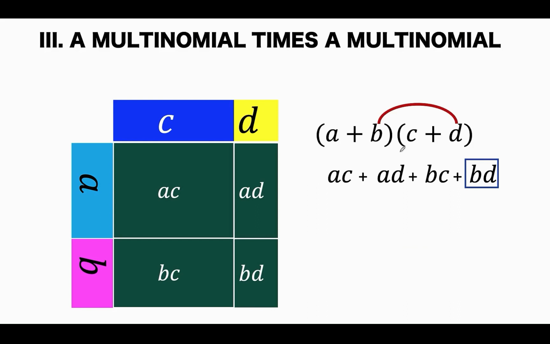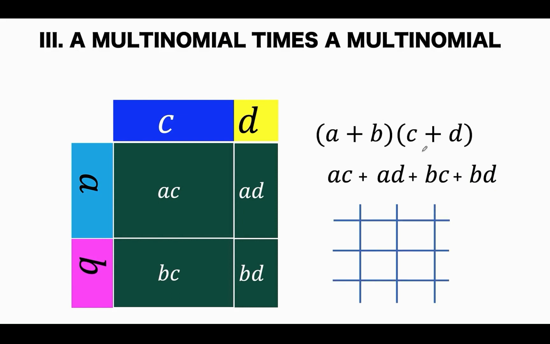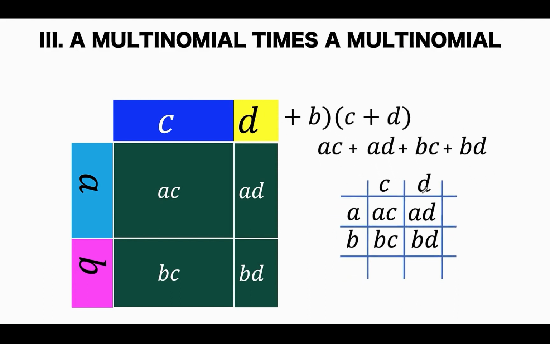In my experience, I oftentimes forget to distribute some terms, so I always use the tabular or the grid method. The grid method is like this. I listed down A plus B here, and C plus D at the top. Then I perform the multiplication pair by pair. And therefore, here is now the result. Notice that A times C is this, A times D is this, B times C is this, and B times D is this one. And you still arrive at the same result.